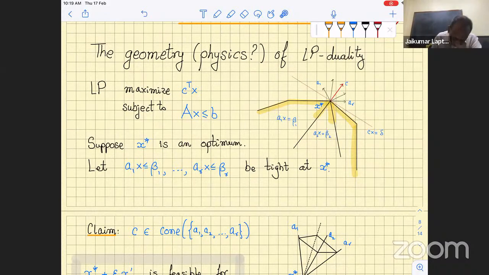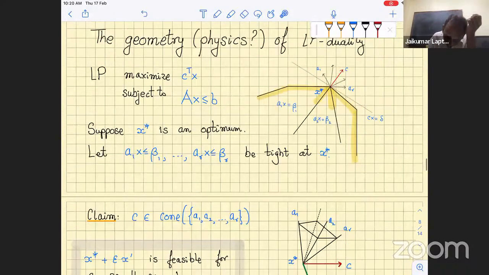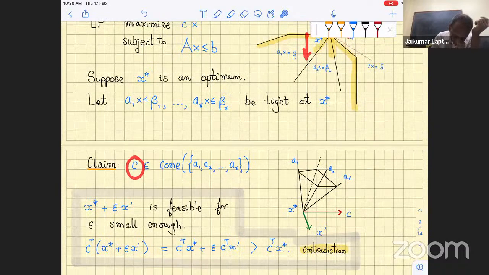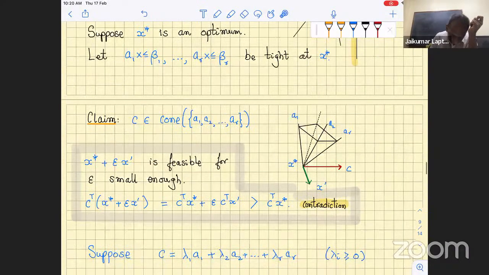Just focus on them. There are these R inequalities which are tight, where x star is the optimum. Now the claim is that, look at the normals to those inequalities, the outward normals. The claim is that your objective vector, the vector C that defines the objective function, is in the cone of these normals.